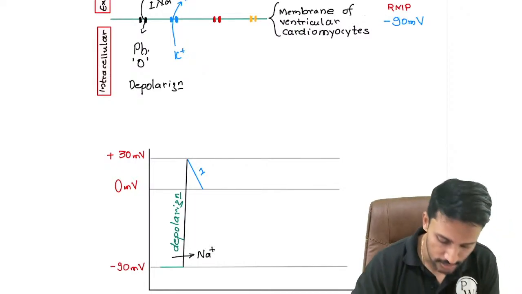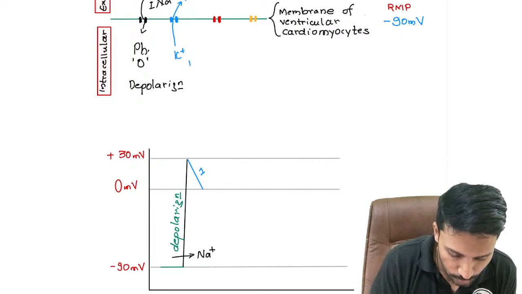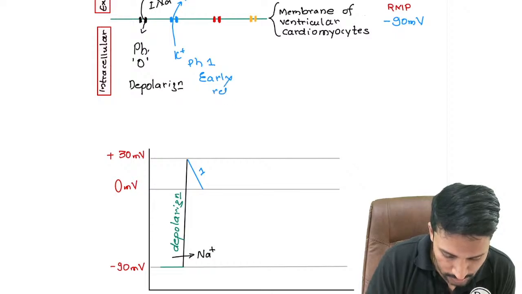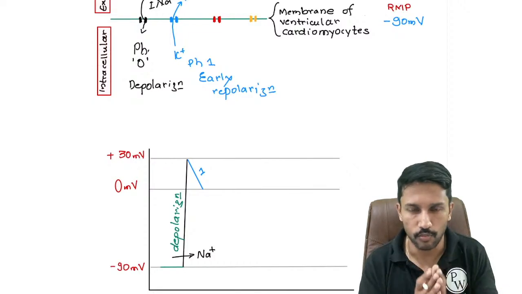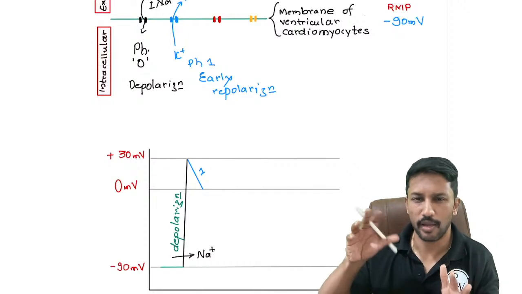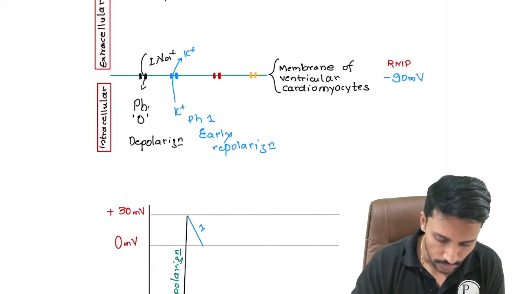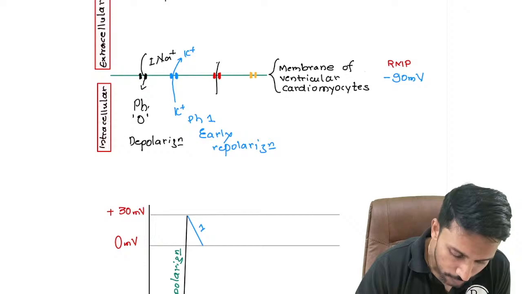So we had phase 0, which is depolarization. Phase 1 is early repolarization. Now I will not be able to make this out clearly on the ECG because this early repolarization is buried inside the QRS complexes. We don't see much happening on the ECG. Okay, but after this there will be continued efflux of potassium.